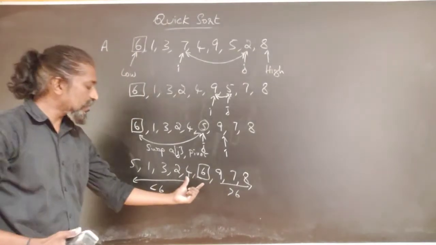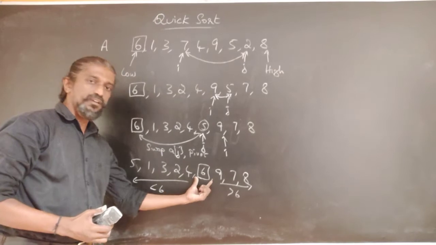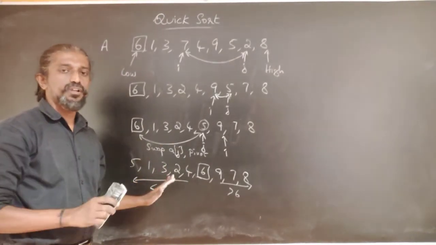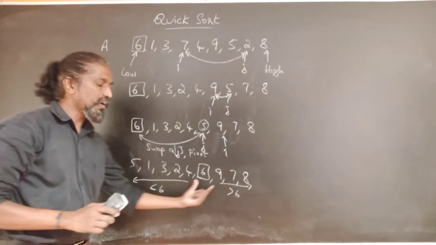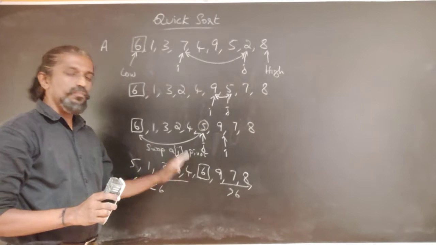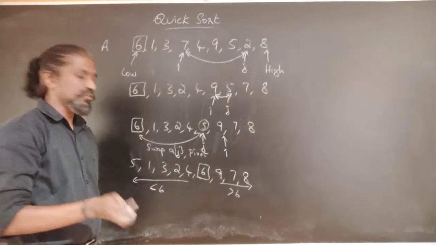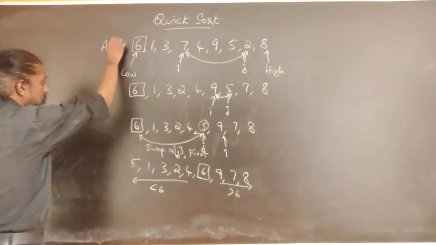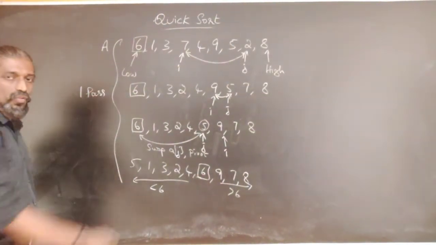But one thing we can observe is that the pivot 6, when it is placed, is in its final sorted position. It will not change its position later. After you sort the left subarray and the right subarray, the position of 6 doesn't change. The pivot element, once we place it, will be in its final sorted position. Once we place the pivot, that is what we call one pass of the algorithm.